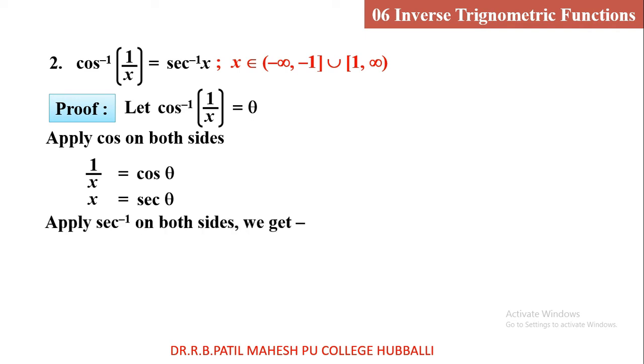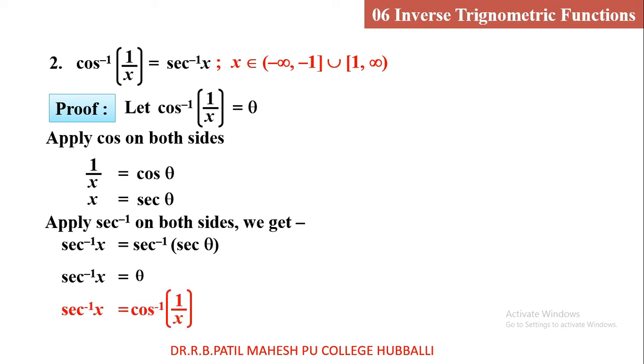Apply sec inverse on both sides, we get sec inverse x equals sec inverse of sec theta after applying sec inverse on both sides to the above step. So in the right hand side, sec inverse sec will get removed, so that sec inverse x is equal to just theta. Then sec inverse x equals theta, you replace, that is cos inverse of 1 by x. Hence proved.